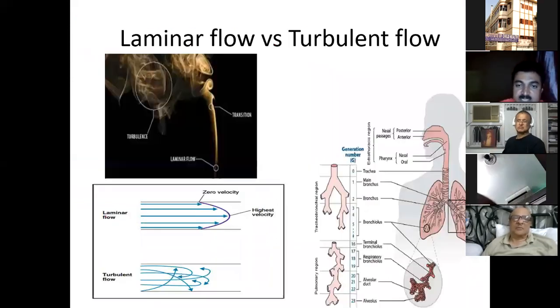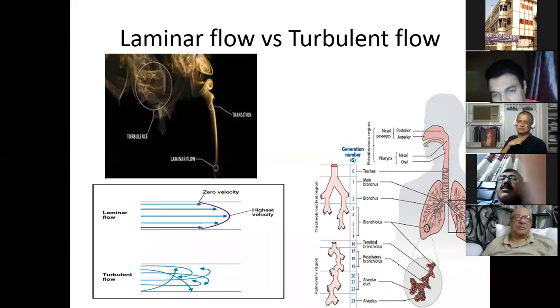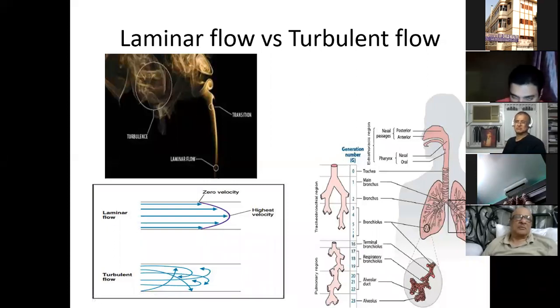So in our respiratory system also, God has created it in such a way that in the larger airway, from trachea up to 15 generation of the conducting airway, or maybe up to 10 generation to be very specific, there is turbulent flow of air. And subsequently, in the smaller airway, below 10 generation, there is laminar flow. So the character of laminar flow is that the center velocity is very high, and in the periphery velocity is 0.